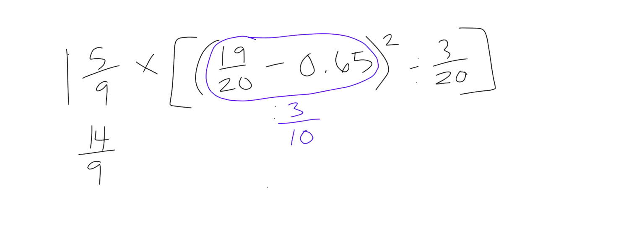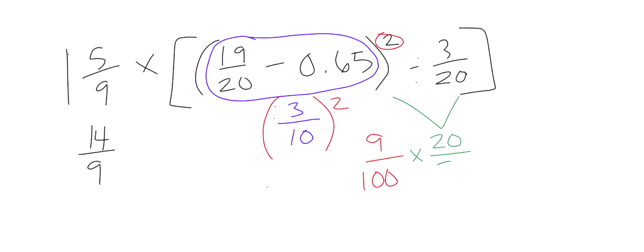So what's our next step? The exponent. Right. So now we're actually going to do the 3/10 squared. What does that give us? 9 over 100. Good. What's our next step? You could have divided by 3 over 20. Good. Which is multiplying it by 20 over 3. Okay.